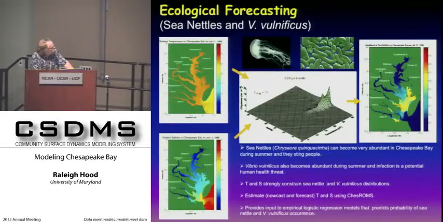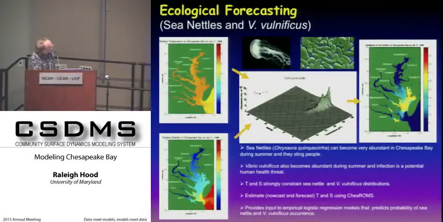In addition, Vibrio vulnificus, a human pathogen, also becomes very abundant during the summer, and it's a significant potential human health threat. And by coincidence, or maybe not by coincidence, we don't really understand it, temperature and salinity strongly control the presence of both of these organisms, very different organisms, obviously.